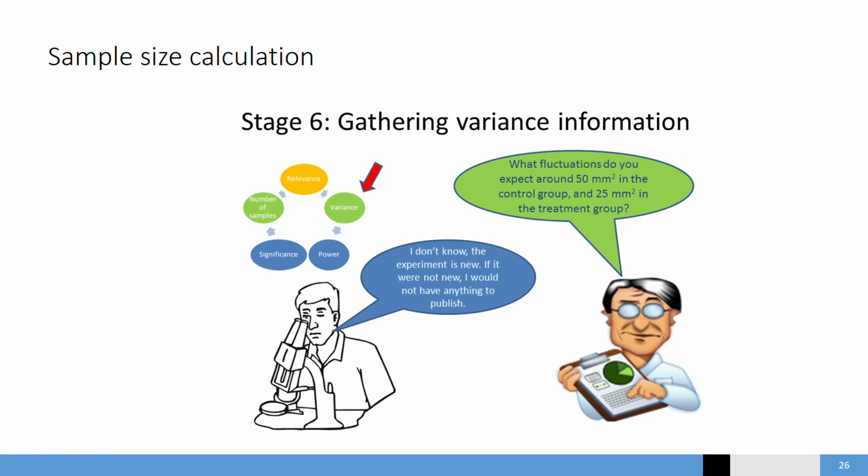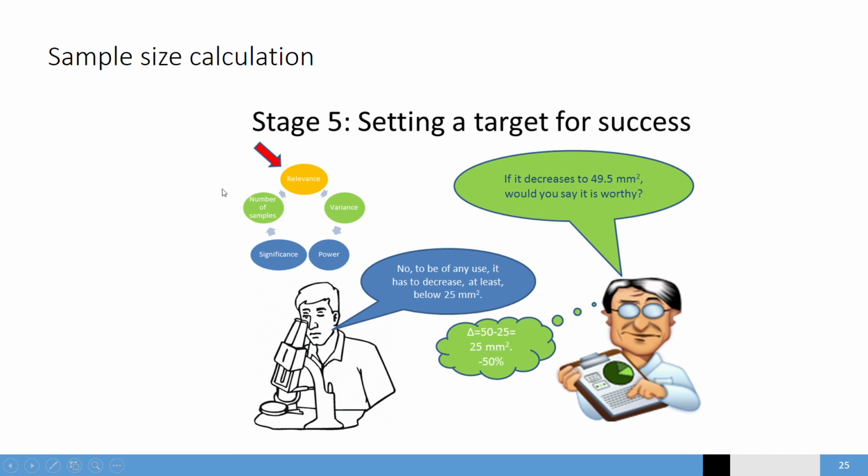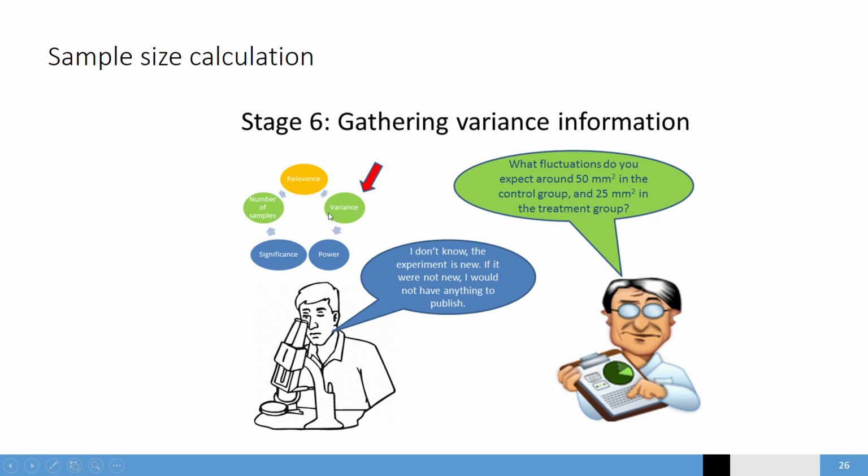Okay, so now, what fluctuations do you expect around 50 millimeters squared in the control group and in the treatment group? And again, I don't know, this experiment is new. If it is not new, I wouldn't have anything to publish, anything to patent. So, yeah, I don't know. By the way, what we have defined here is the relevance. Now we are talking about the variance.